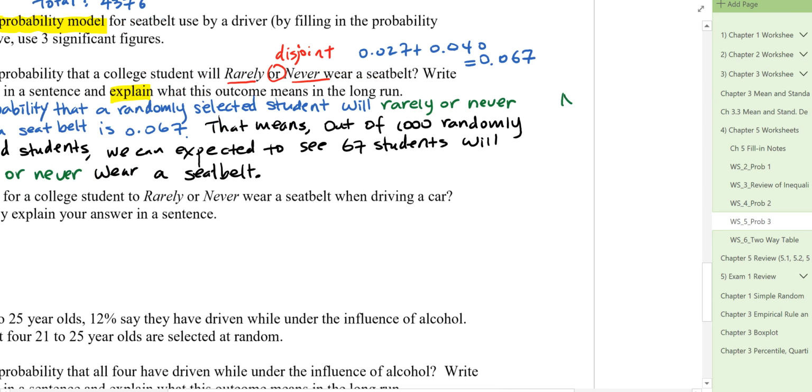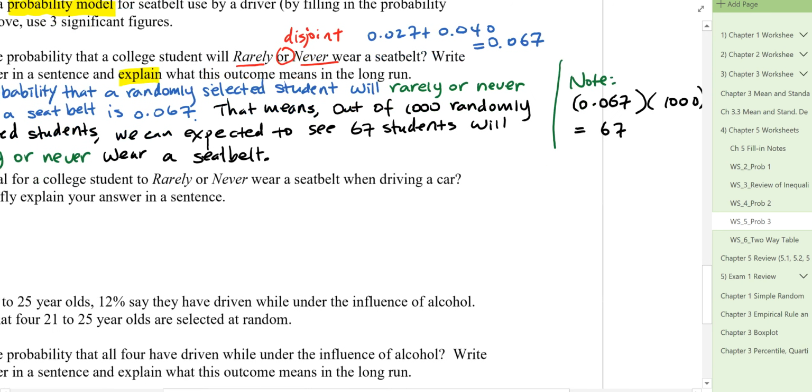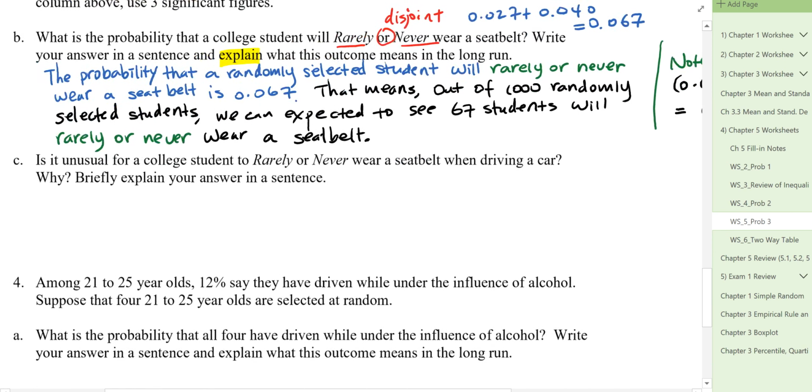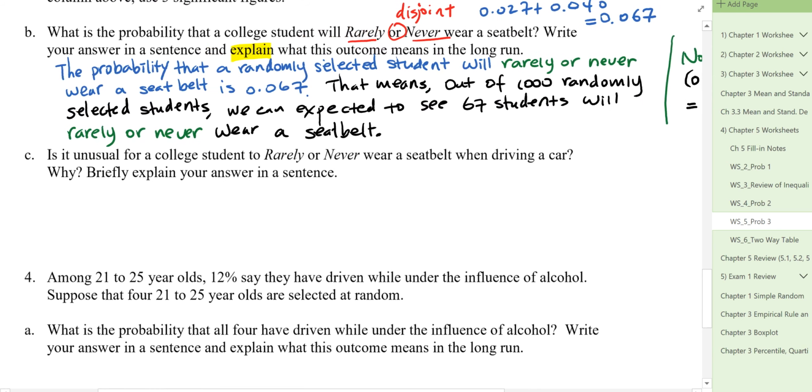Note that 0.067 times 1,000 is equal to 67, right? That's kind of like calculating with a sample size of 1,000, giving 67. Then I'm going to say that they will rarely or never wear a seatbelt. Okay, that's part B. Okay, let's do C.